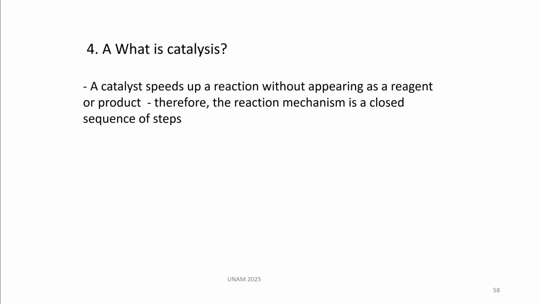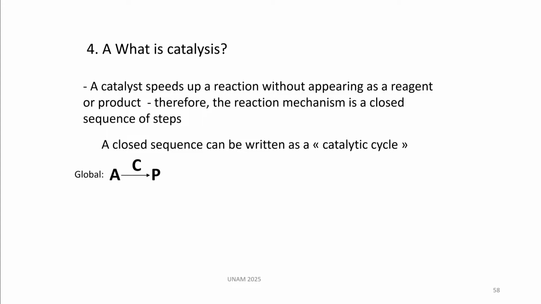So a catalyst, by definition, is something that speeds up a reaction but doesn't appear either as a reagent or as a product in the global reaction equation. And because it still has to interact with the reagents at some time, that means that, in technical parlance, the sequence of reaction steps will be a closed sequence. And a closed sequence is something that can be written as a cycle.